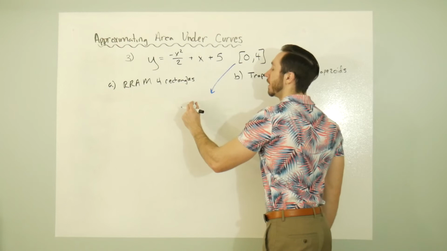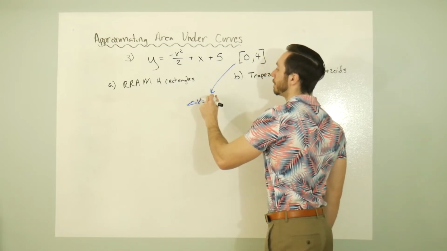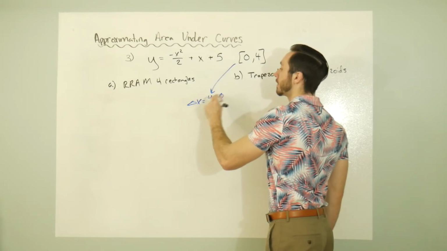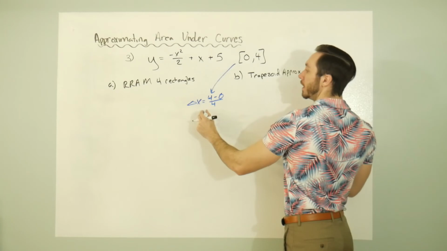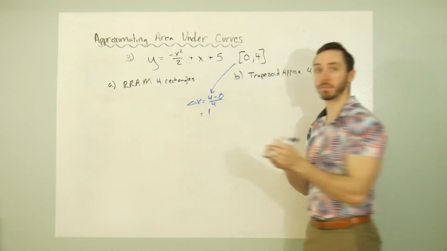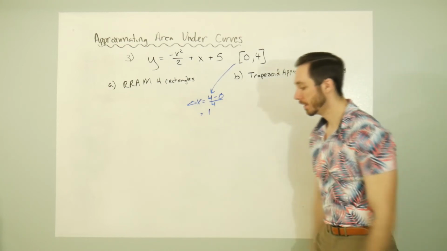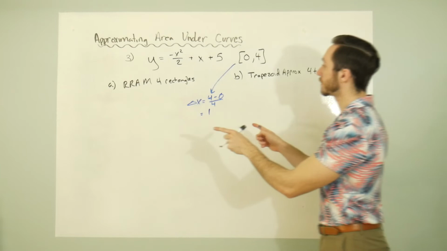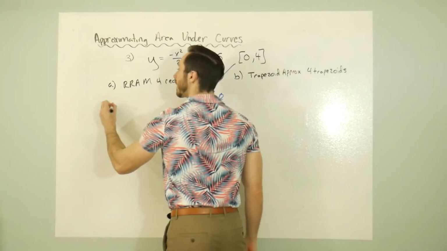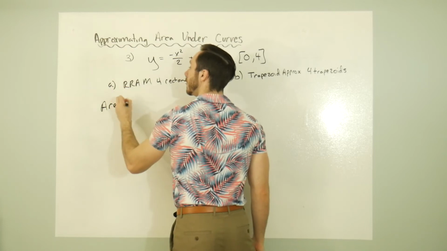We can just say, well, all right, delta x is equal to 4 minus 0 over the number of rectangles or trapezoids, which is 4. So again, we're getting delta x of 1. All right, so these are pretty nicely spaced out rectangles and trapezoids. Let's do the rectangle approach first. So the area will approximate to. Area will, trying to do the squiggle. There we go.